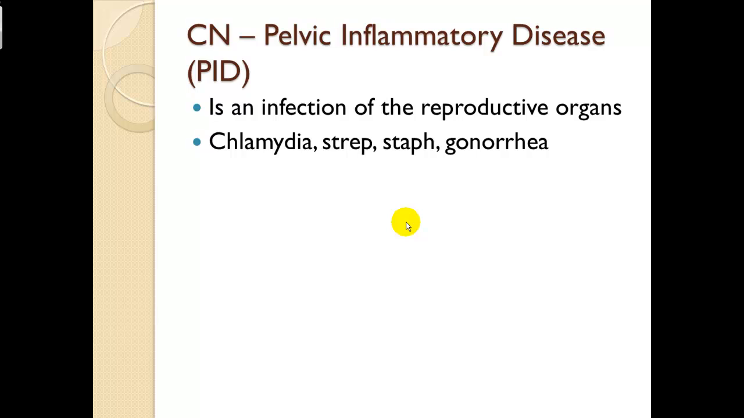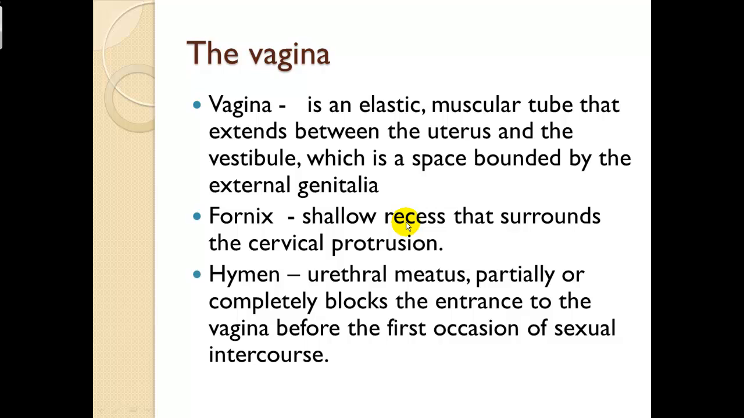Clinical note: pelvic inflammatory disease is an infection of the reproductive organs. Chlamydia, strep, staph, gonorrhea are a few examples of these. The vagina. The vagina is an elastic muscular tube that extends between the uterus and the vestibule, which is a space bound by the external genitalia. The fornix, a shallow recess that surrounds the cervical protrusion. Hymen partially or completely blocks the entrance to the vagina before the first occasion of sexual intercourse.